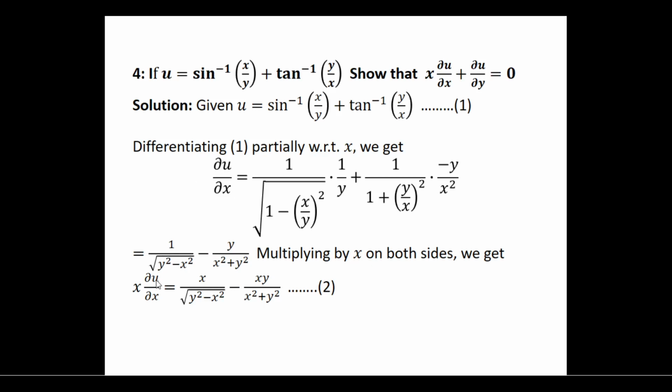So you will get x ∂u/∂x, and this is x by root of y square minus x square, minus x into y divided by x square plus y square. Call it equation 2.